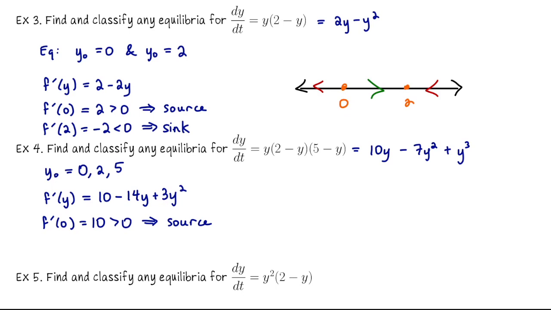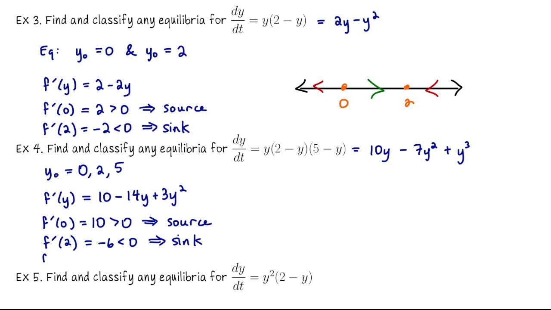Then for f prime of 2, I think it's probably going to be a sink just based on the fact that this is a quadratic and this is a cubic. But if we plug in 2, we get 10 minus 28 plus 12. So that's 22 minus 28. That is going to be negative 6. So that tells us a sink. And again, if you can tell what the sign is, that's the most important thing.